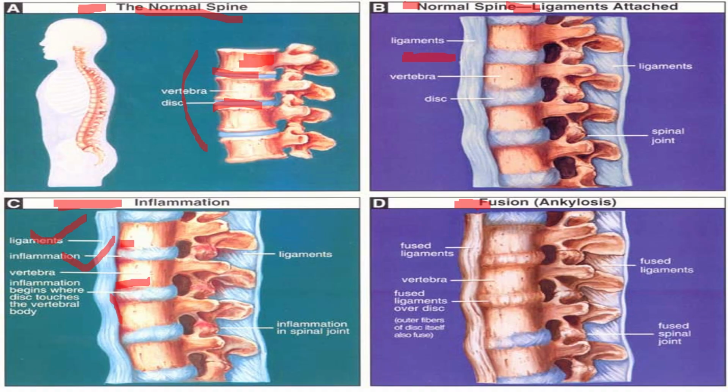Inflammation of the spinal joint is also seen. So the consequences of all this inflammation are back pain and stiffness. There is reduced spinal mobility and early destruction of the structures. Then the final stage is fusion or ankylosis. Here, an advanced stage of ankylosis is seen.